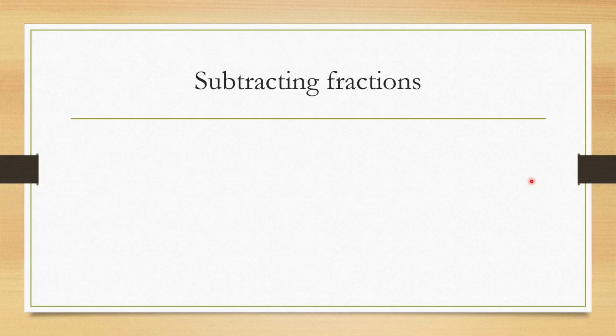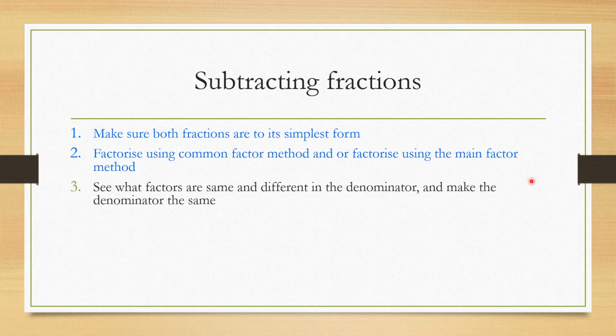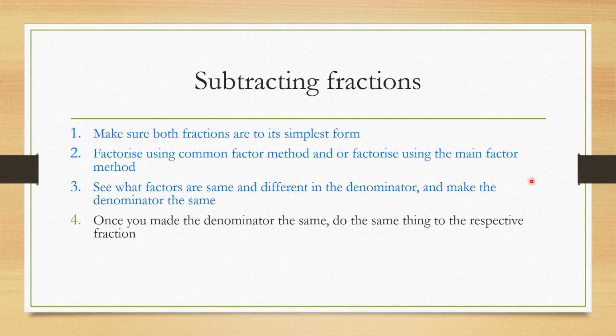Now subtracting fractions. This is the same thing as adding fractions, but instead of adding, you just subtract. It's pretty much the same steps, so let's go through it quickly. Make sure both fractions are in simplest form. Factorize using the common factor method or the main factor method. See what factors are the same in the denominators and make the denominators the same. Do what you did to the denominator to the numerator, and then subtract both together and simplify.